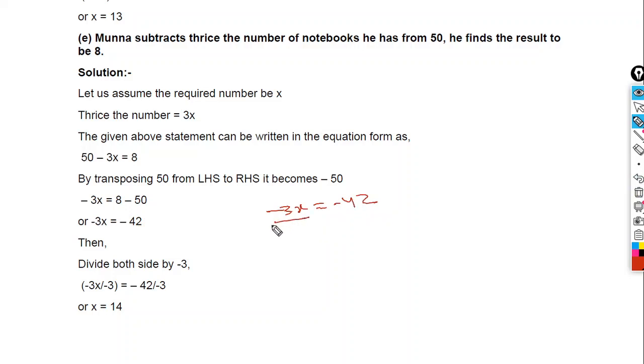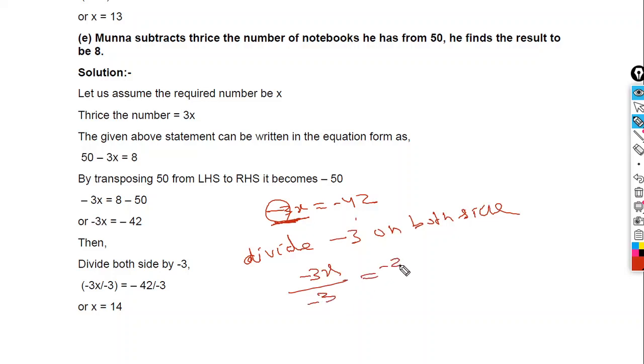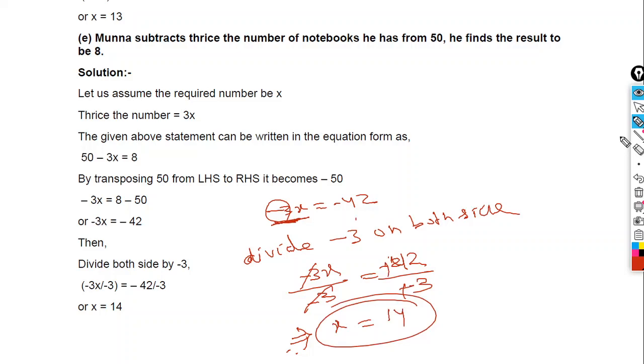Now what can we do? We can divide by minus 3 on both sides. So minus 3x divided by minus 3 equals minus 42 divided by minus 3. Now the minus 3 cancels, so x equals minus 42 by minus 3. The minuses cancel, it will be 14. So x is equal to 14.